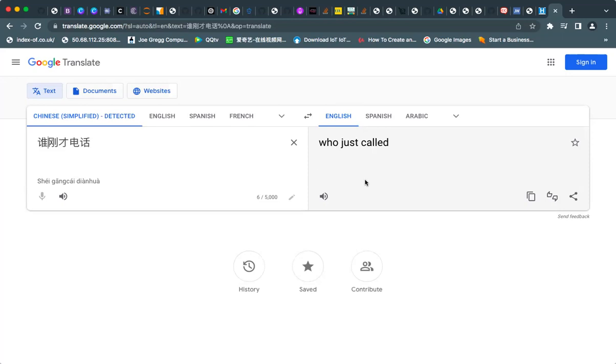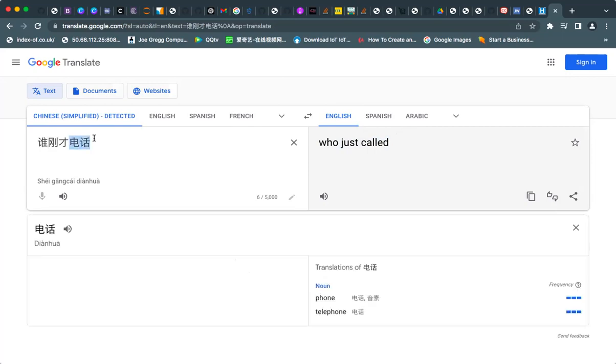Very good. Now you see the meaning is coming out. You see who just called. That's what we want to arrive at, right? Because you said who just now call, okay? But you remember when you say 电话, that's phone or telephone. But when you're saying calling, there's a word which you have to use before the phone, which is to hit. Do you remember that word?